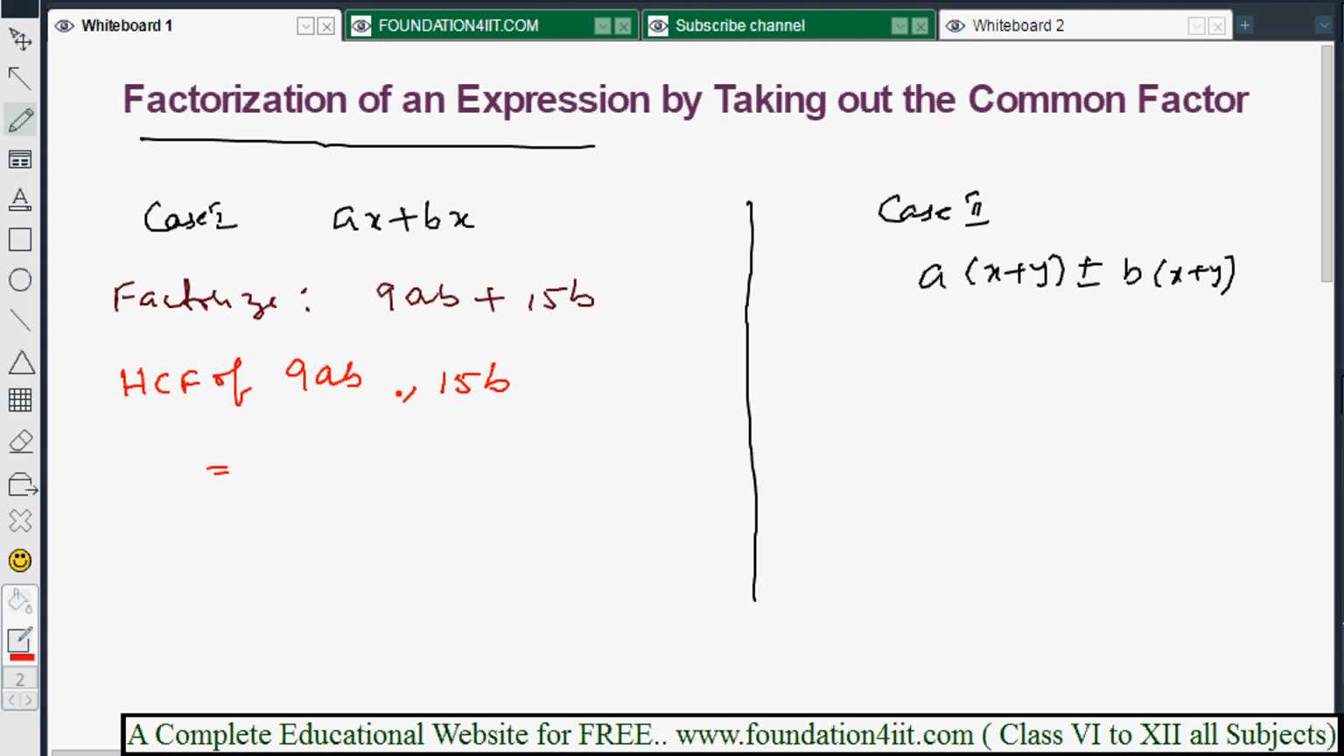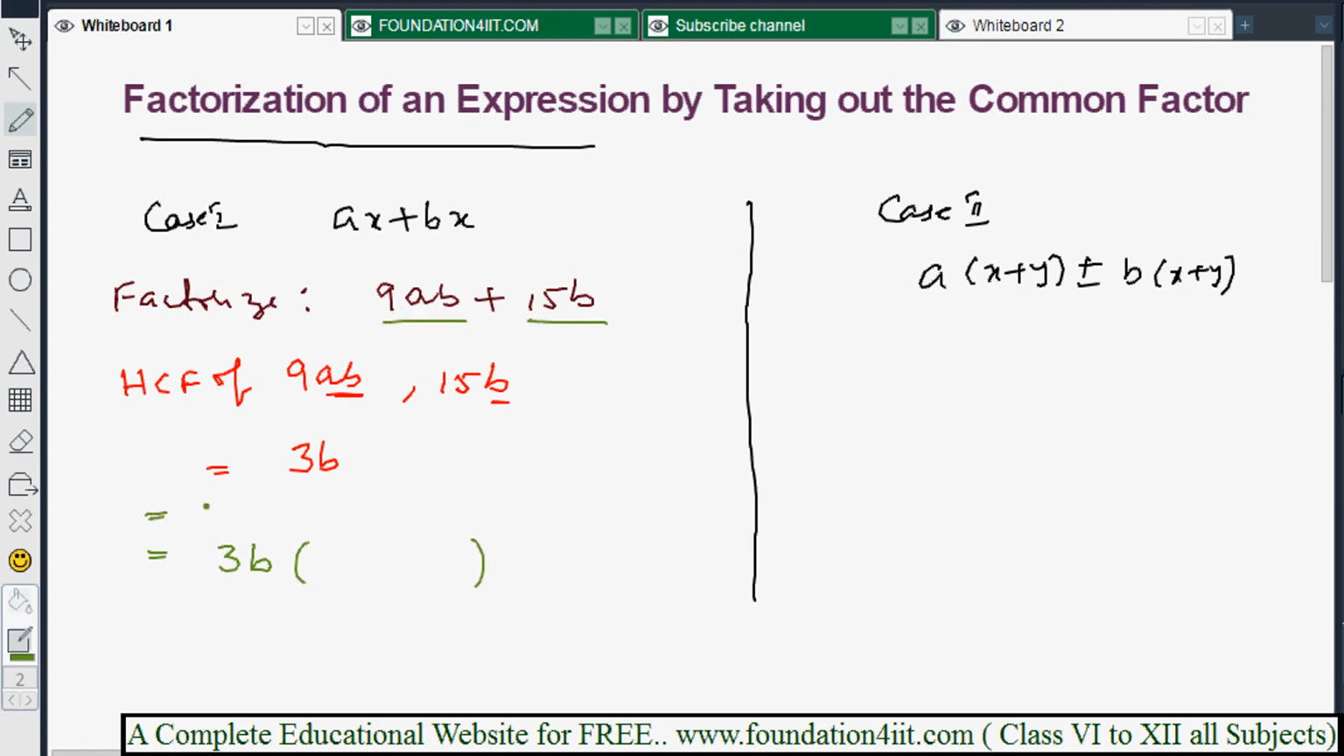For 9 and 15, the HCF is 3, because the factors of 9 are 1, 3, 9 and the factors of 15 are 1, 3, 5, 15. So the highest is 3. In ab and b, only b is the common variable. So 3b is the HCF. Therefore, to find the factorization, we take 3b common from 9ab plus 15b.